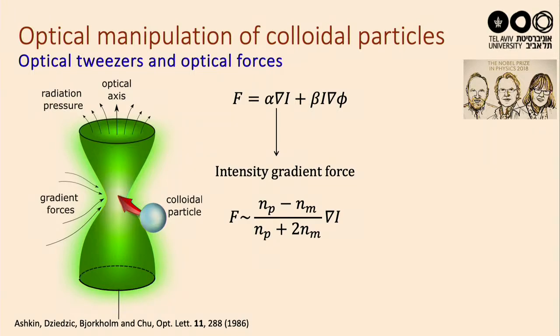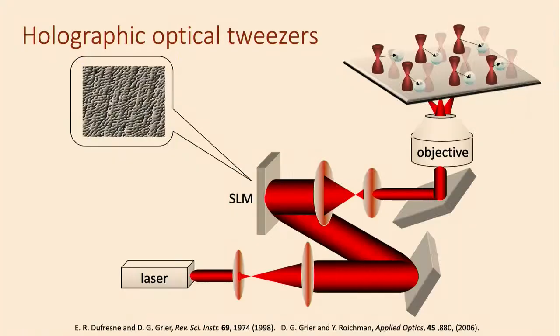I don't think I need to introduce tweezers to this audience, but the intensity gradient force used to trap the particle depends on the ratio of refractive index between the particle and the medium. If you take a particle that has a refractive index lower than the medium, you're in repulsion mode, and you actually get 40 of them.